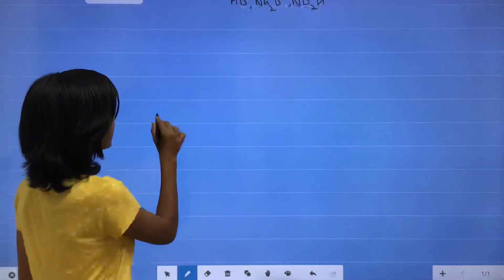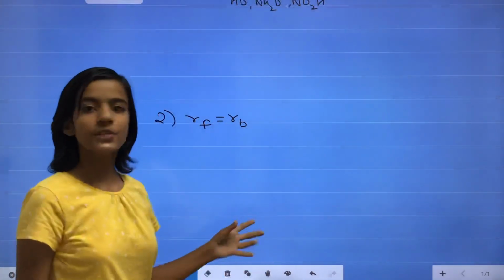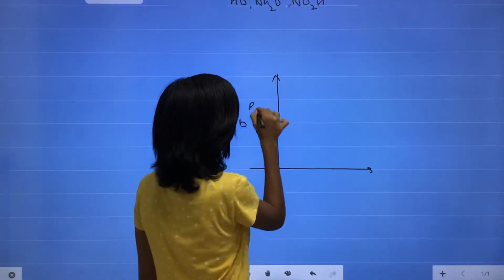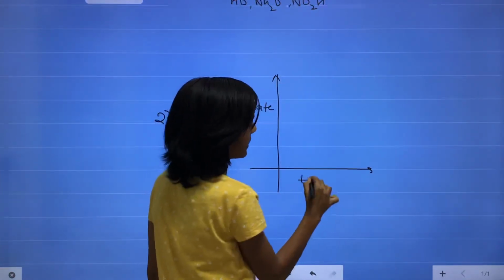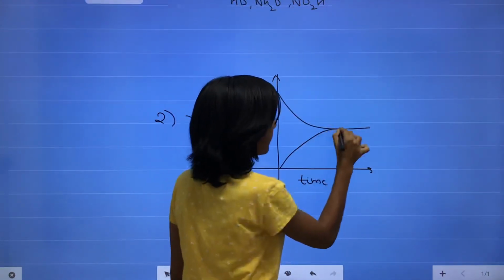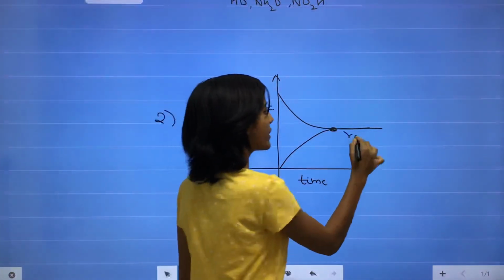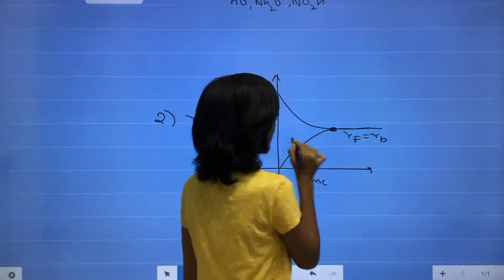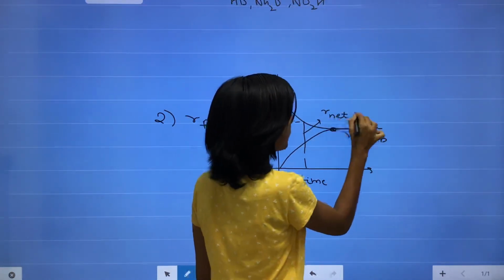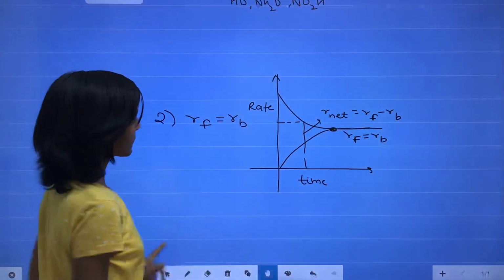Then the second is that the rate of forward reaction is equal to the rate of backward reaction. We can show this by a graph also. So this is rate and time. This is the rate of forward reaction and this is the rate of backward reaction, and this point is equilibrium, where the rate of forward reaction is equal to the rate of backward reaction, and this is our net rate, which is equal to the rate of forward reaction minus the rate of backward reaction.